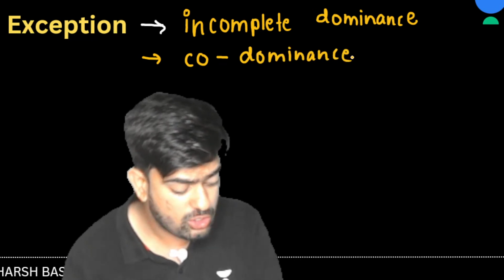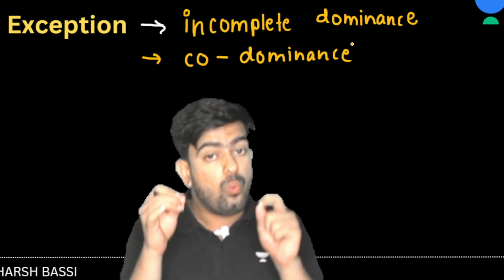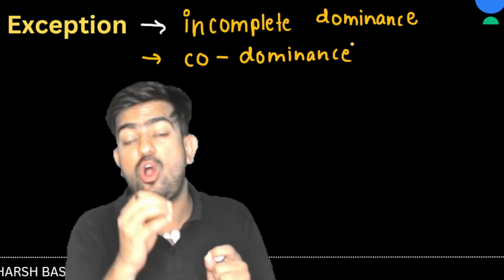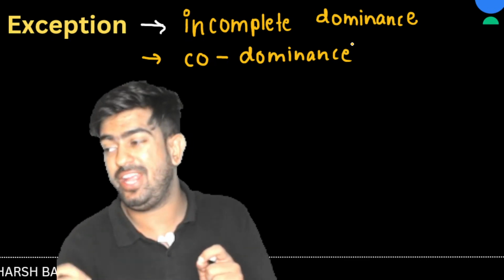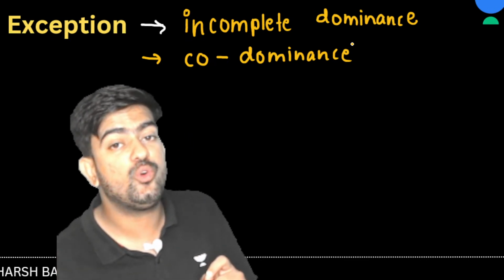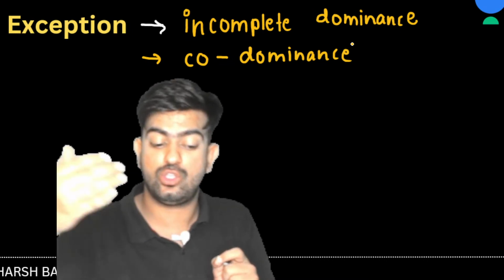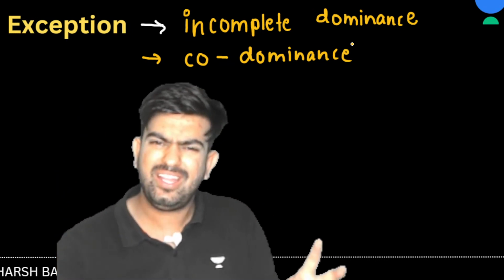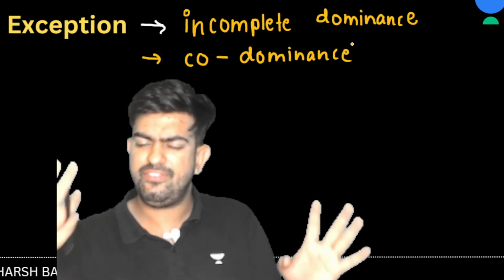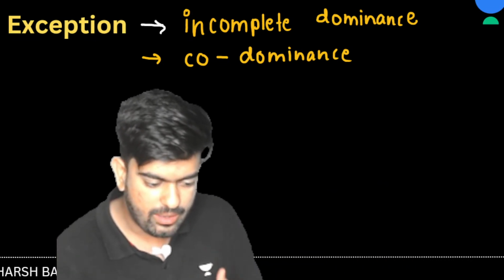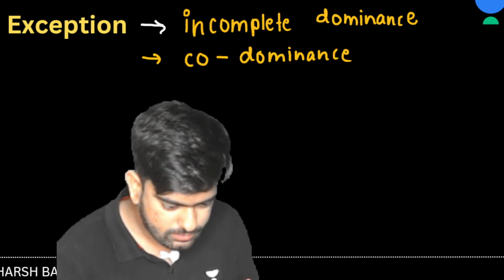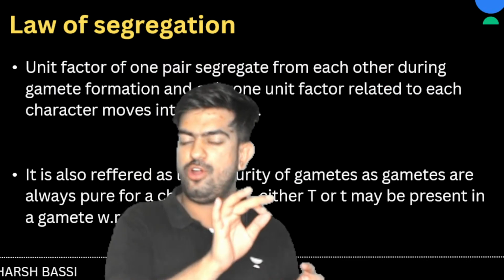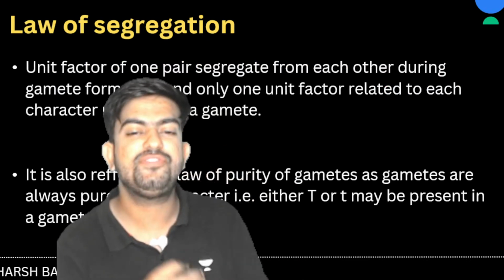So if a question comes that which of the following does not follow Mendel's law of dominance, you will write incomplete dominance and co-dominance. What are they? We will definitely see in some coming classes. Now, next is what? This was the law of dominance. Let's now go to the law of segregation.